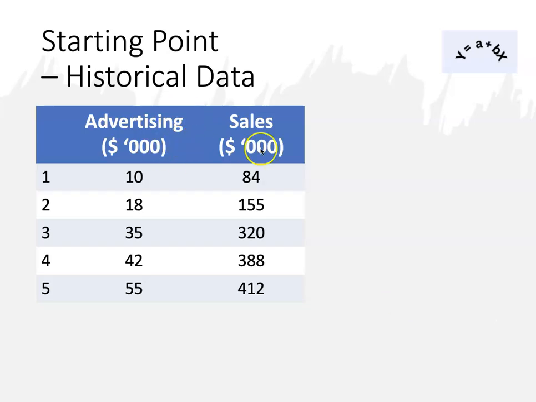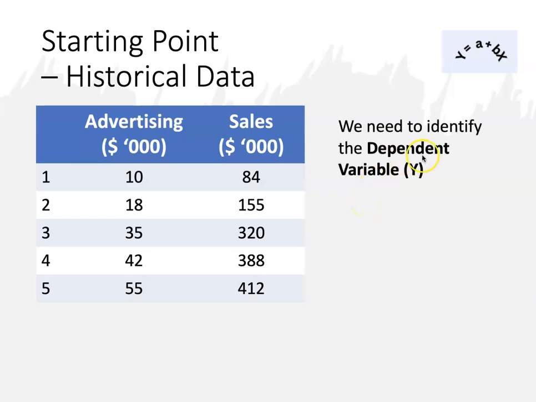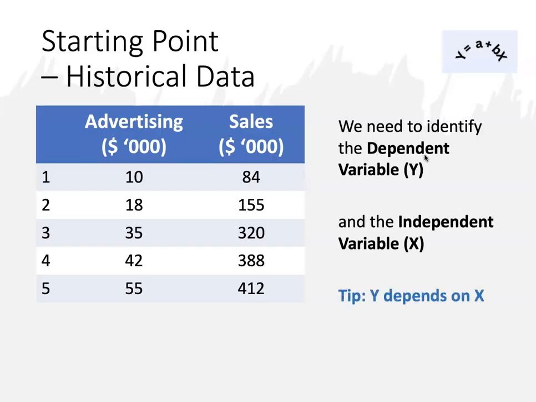We start with having historical data. So here we have 5 months of advertising and sales data, which we are going to use to do a regression. So we want to first identify which variable is dependent, variable y, and which is our independent variable x. Important tip: y depends on x. So the dependent variable depends on the independent variable.